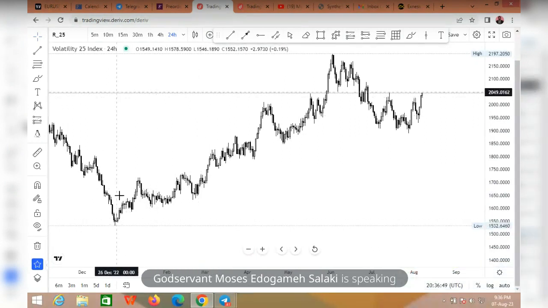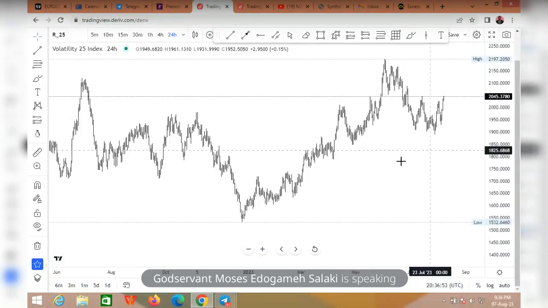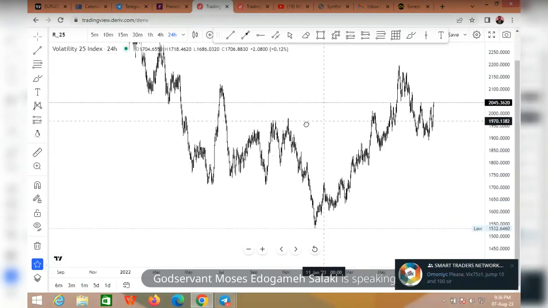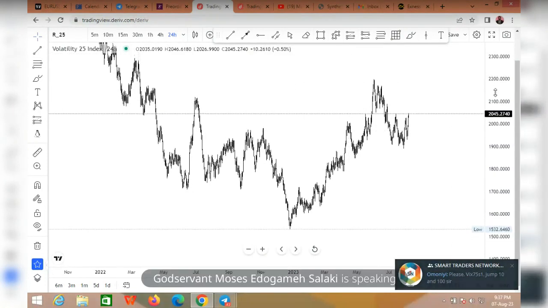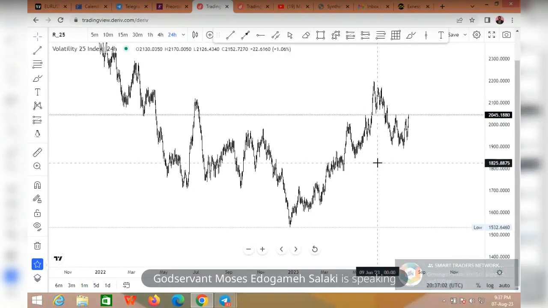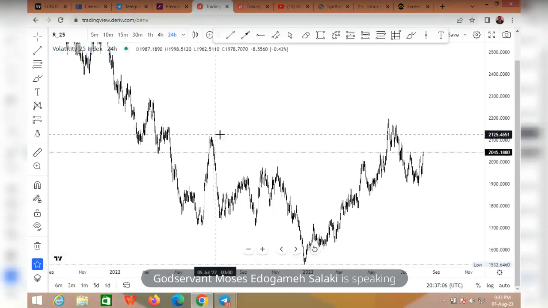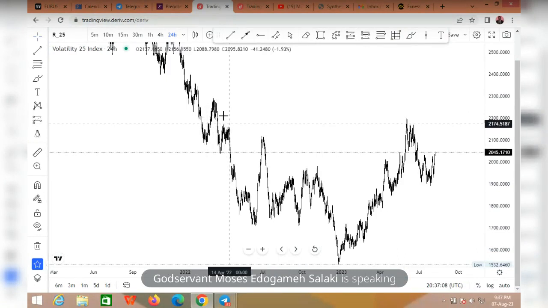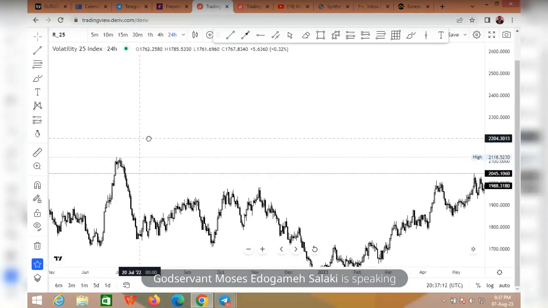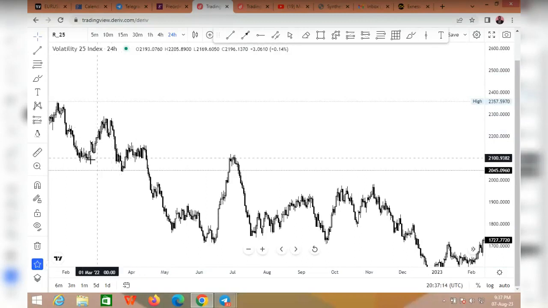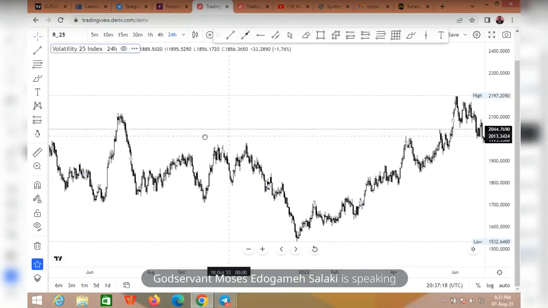All right, this VIX 25 has been bullish for weeks. Price is reacting off this imbalance. Price is reacting after taking all of this liquidity.